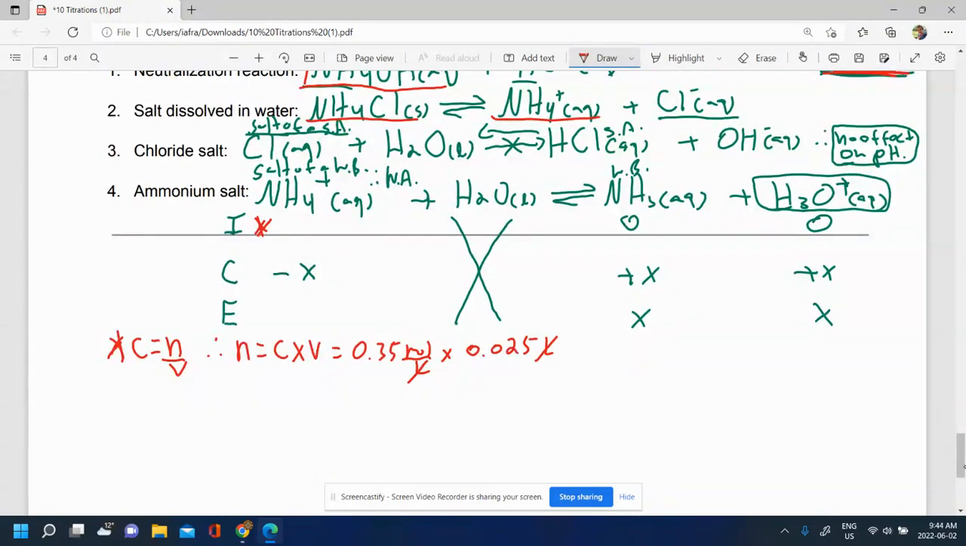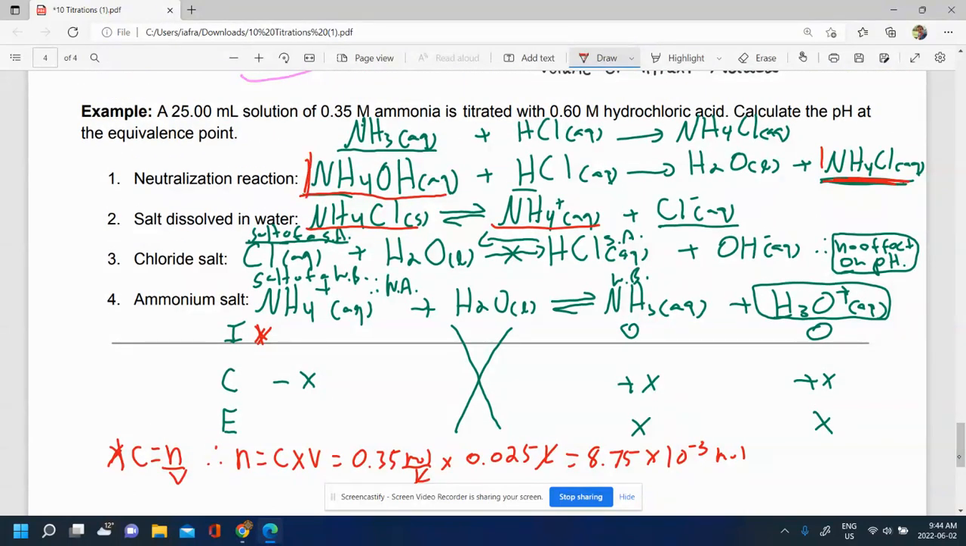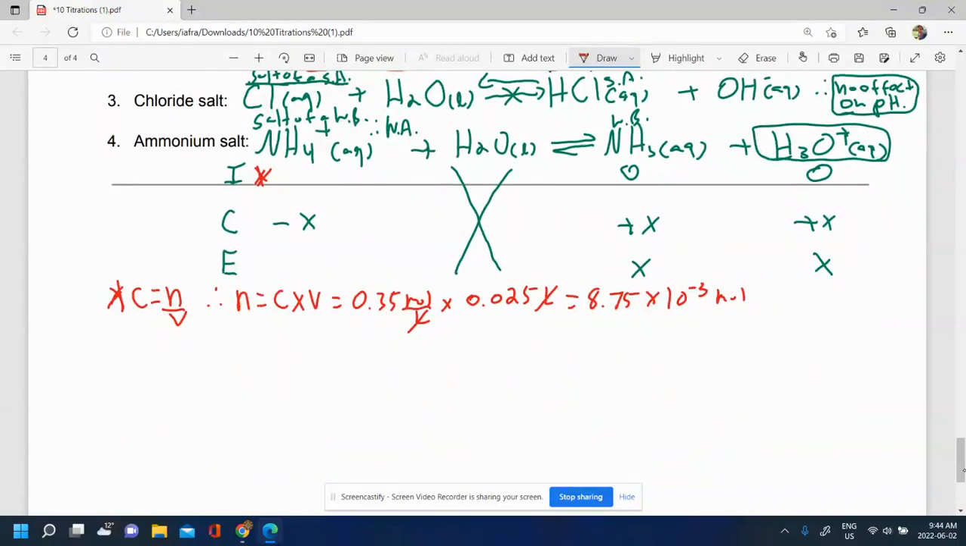0.025 liters. Cancel out the liters, and so 0.025 times 0.35, we get 8.75 times 10 to the power of -3 moles. Just double check to make sure that's right. So 0.025 times 0.35, 8.75 times 10 to the power of -3 moles, or you can write it in standard notation. So that's the number of moles of this that we have, or this, it doesn't really matter which one you use because it's a 1-to-1 ratio either way. So since we have a 1-to-1 ratio, the moles of NH4Cl are the same.